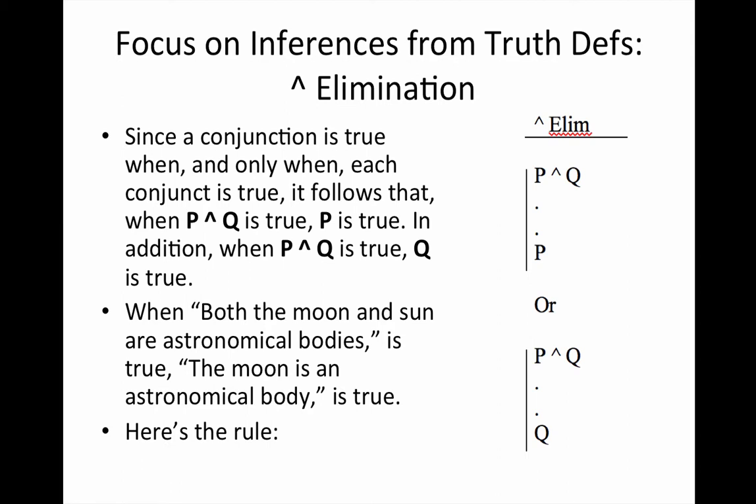Conjunction elimination also follows our truth functional definitions of the conjunction. Remember, a conjunction is true when and only when each of the conjuncts is true. So, when you have a conjunction, you can eliminate one of the conjuncts. I don't think this rule needs a whole lot more explanation. If you want to pause and take a look at the examples that I've offered, go for it, and then resume when you're ready. And again, we'll get some practice in another video.